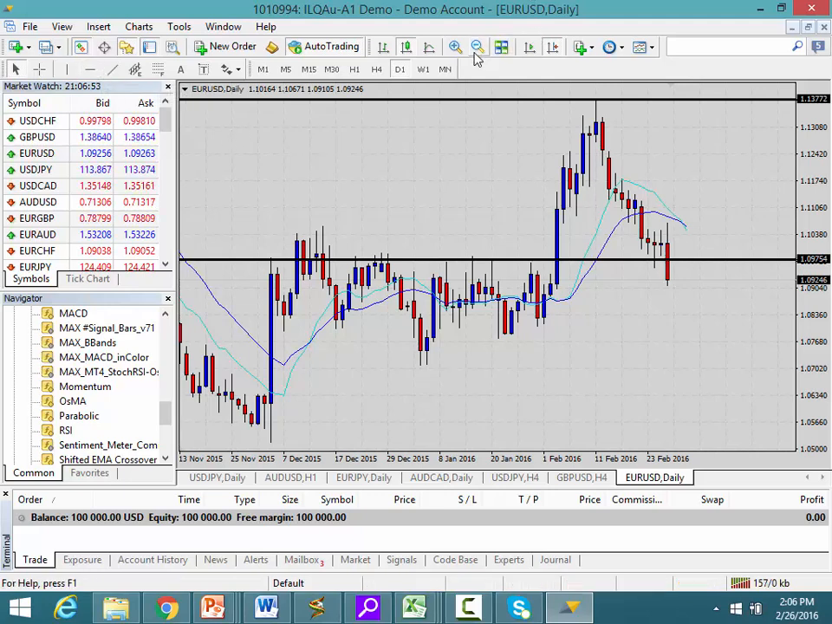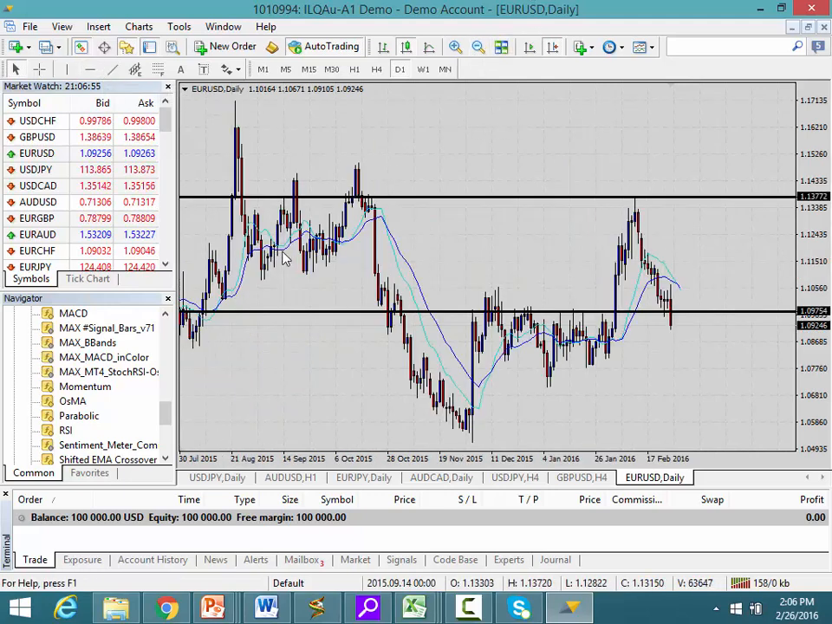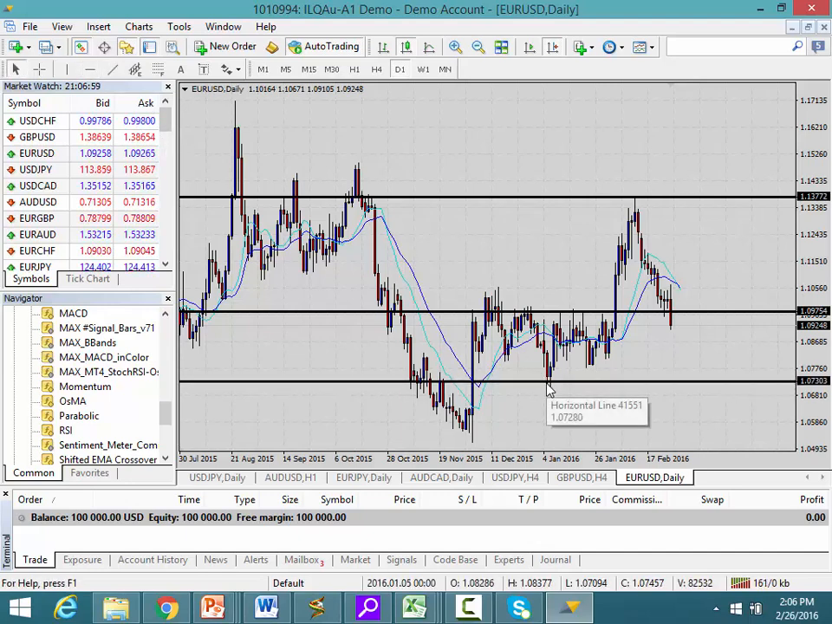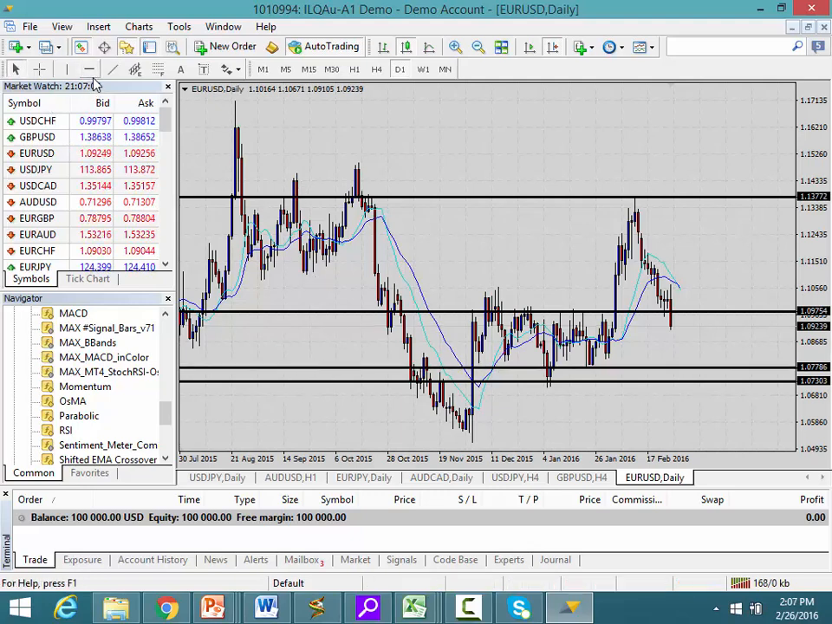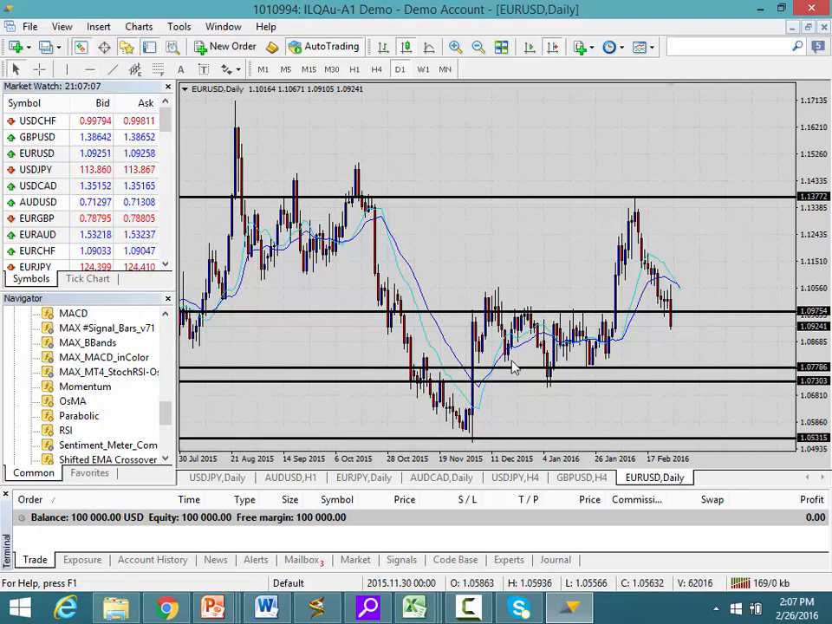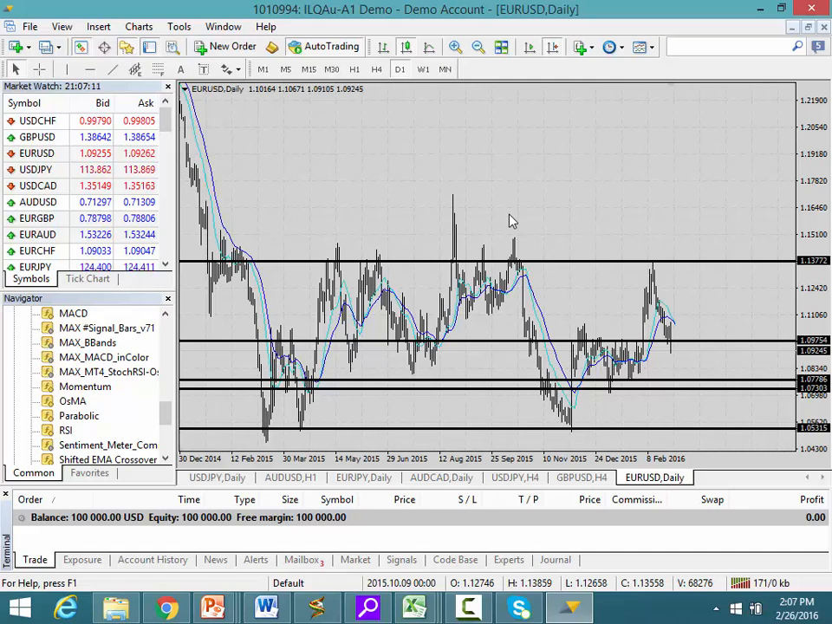Now let's look at support levels. Okay, the market bounced right here in the past. The market bounced right here. The market bounced right here. You can see this support area. So now when the market's going down, obviously this is going to be a very strong support area, right? Because it hit once, twice, three times.